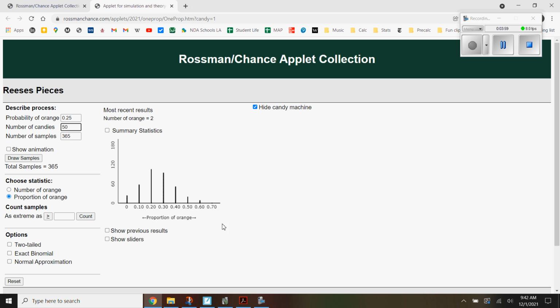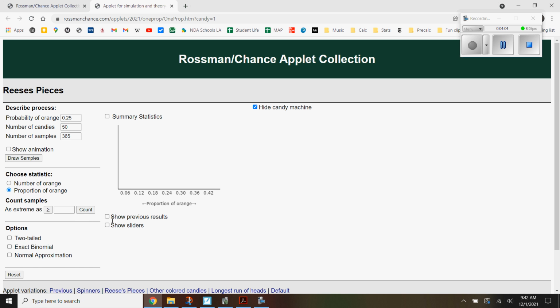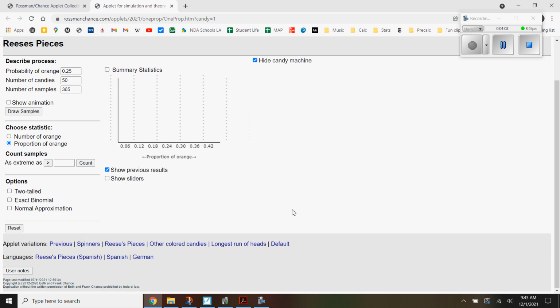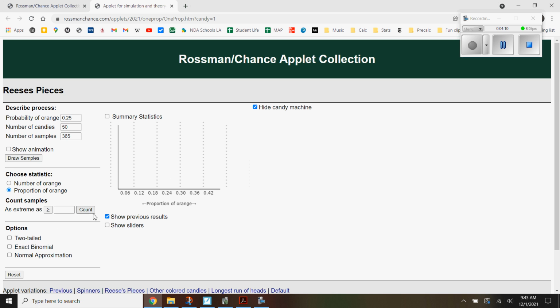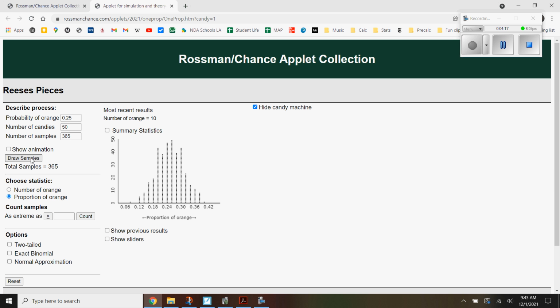Now, I'm going to click this little box right here that says Show Previous Results. Let me draw the samples here, and we'll show you what it looks like. So I'm going to draw the samples, and I'm going to show the previous results. That'll be important to look at later. Okay. So we can see here now. I'm going to actually get rid of that for a second.